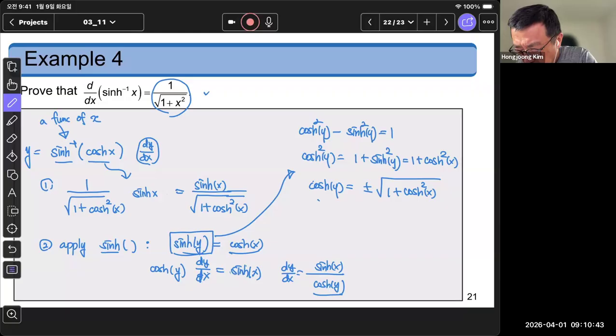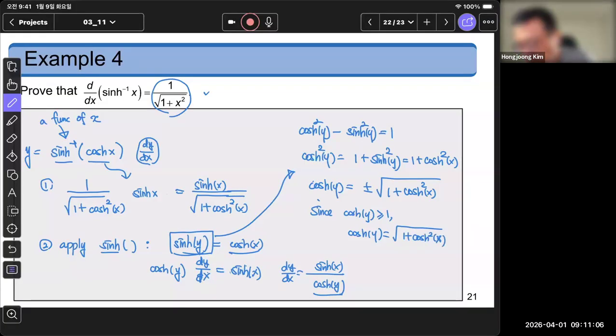Okay, so since hyperbolic cosine of y is always greater than or equal to 1, the hyperbolic cosine of y must take the positive sign between these two. So if I plug in that expression into this, then we get hyperbolic sine of x over the square root of 1 plus hyperbolic cosine of x squared.